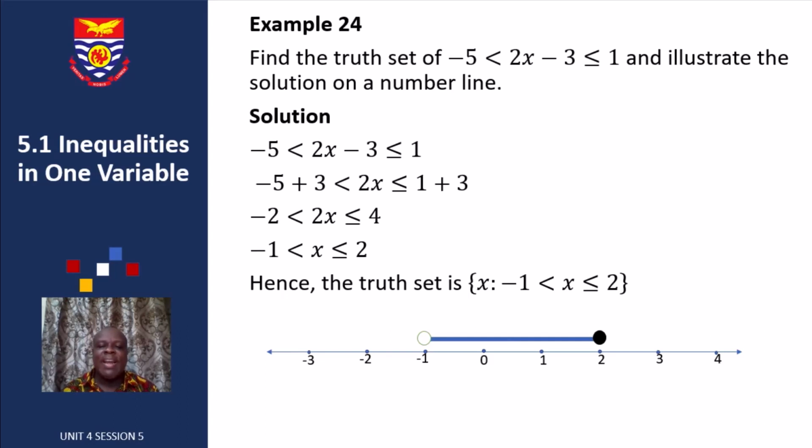Then we draw the number line and draw circles on the two numbers, -1 and 2. Then we join the two circles with a line. The circle on -1 we will not shade, but the circle on 2 we will shade because of the less than or equal to that we have there.